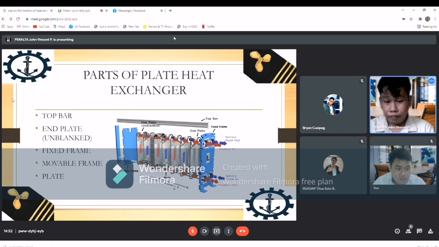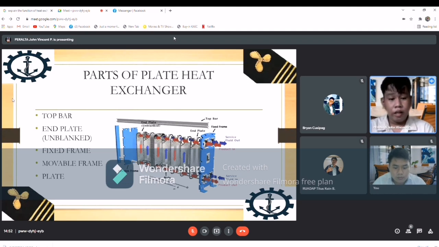So as you can see on the picture, we have the holes. So that is the end plate on the top. Next is the fixed frame. So the fixed frame is the basic component of the plate heat exchanger frame. From the name itself, it is the unmovable frame.